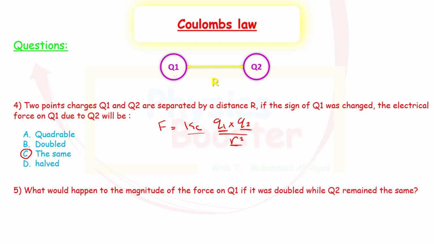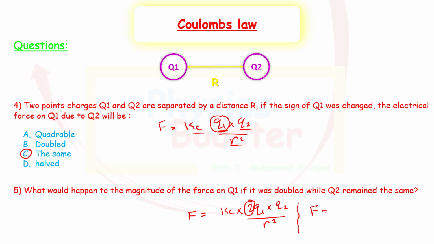What will happen to the magnitude of force on Q1 if it was doubled while Q2 remained the same? So now this time, let's look back at our equation. Instead of Q1, it's going to be 2Q1, right? So we will replace Q1 with 2Q1. So the equation will be like this. The electrical force F is equal to Coulomb's constant multiplied by 2Q1 multiplied by Q2 divided by R squared. So what changed here? What changed is the total final value, we can just rearrange it. It will look like this.